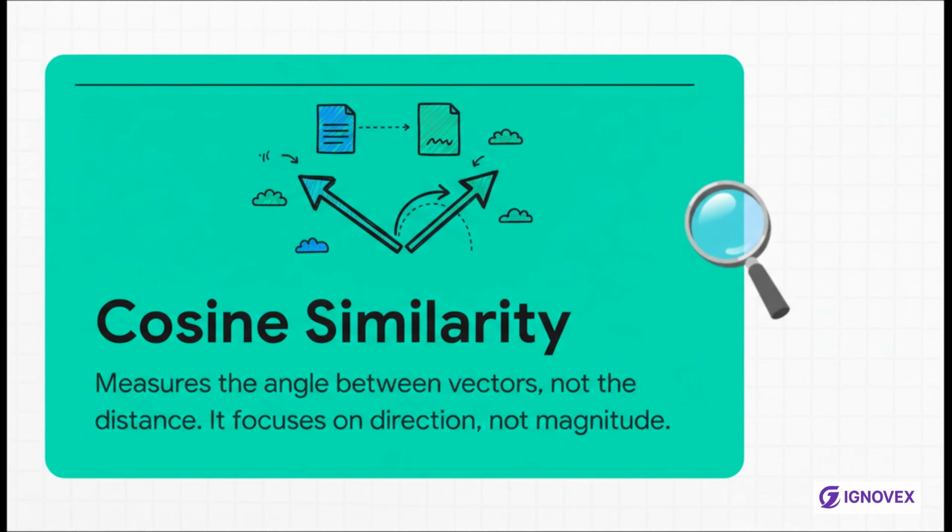But wait a minute, what if the raw distance isn't what matters most? This is where cosine similarity comes in, and it's a total game changer. It doesn't measure the distance between two points, but the angle between them. It's asking a different question. Are these two things pointing in the same general direction? This is absolutely perfect for things like comparing documents. I mean, two articles might have different lengths, but if they're about the same topic, their vectors are going to point in a very similar direction.